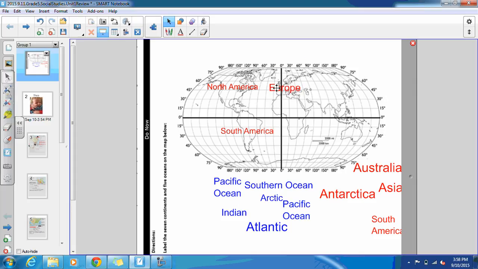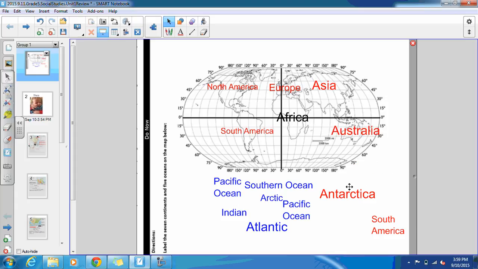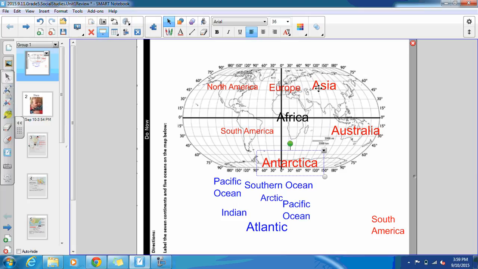Europe, remember, is your nose. South America is your left knee. Africa. I forgot Africa. Africa is around your waistband. Asia, Australia, and Antarctica too. So remember, Asia is your right hand, Australia is your right knee, and you touch both of your feet for Antarctica. Onto the oceans.